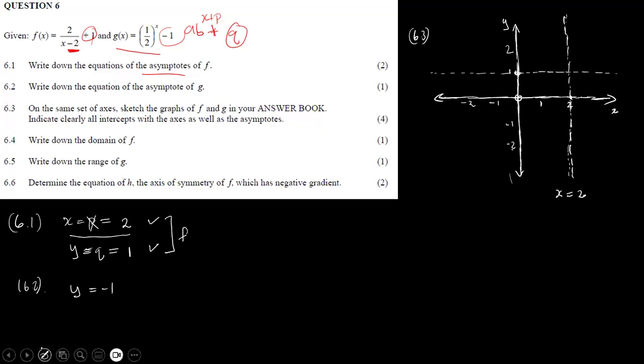Here's the thing, I'm going to tell you something that's very important. Let's reread this question. On the same set of axes, sketch the graph of f in your book. Indicate clearly all intercepts with the axes, as well as the asymptotes. That's what they need for you to get the marks. We need the asymptotes. We need the x-intercepts with the axes. You get your marks from there. Okay.